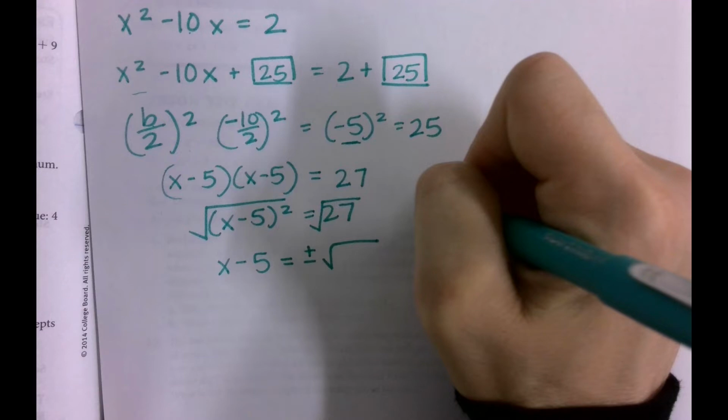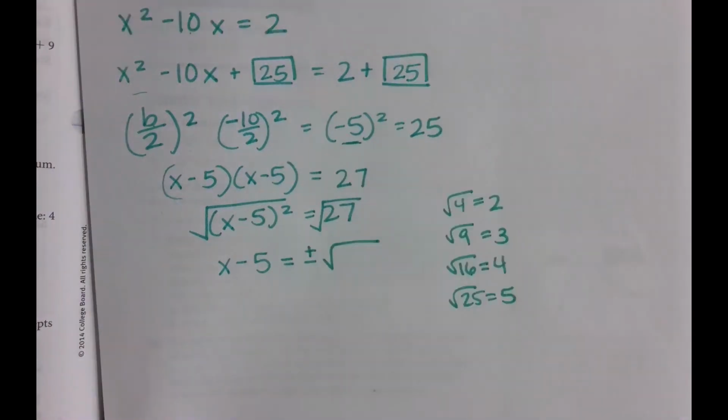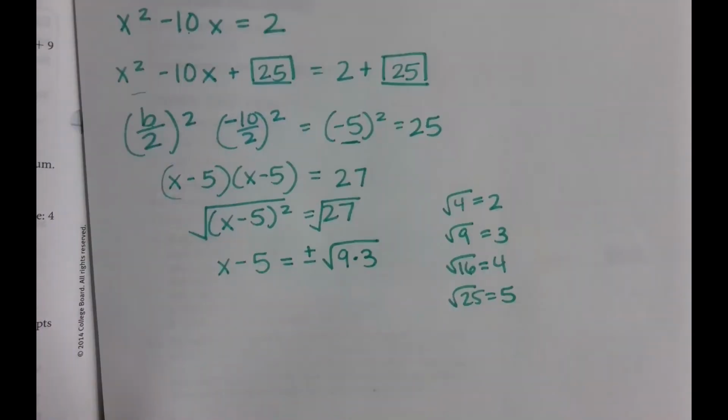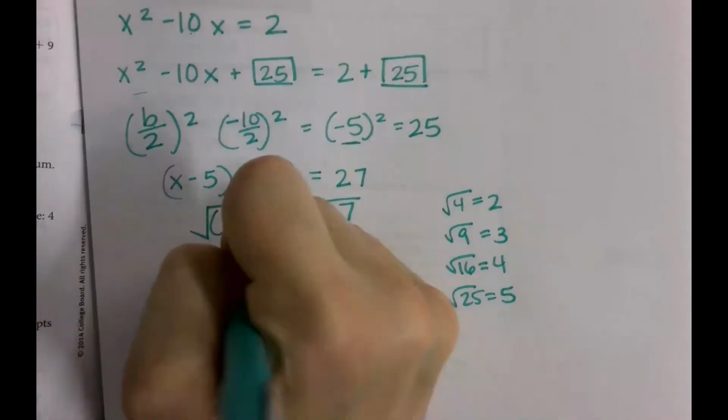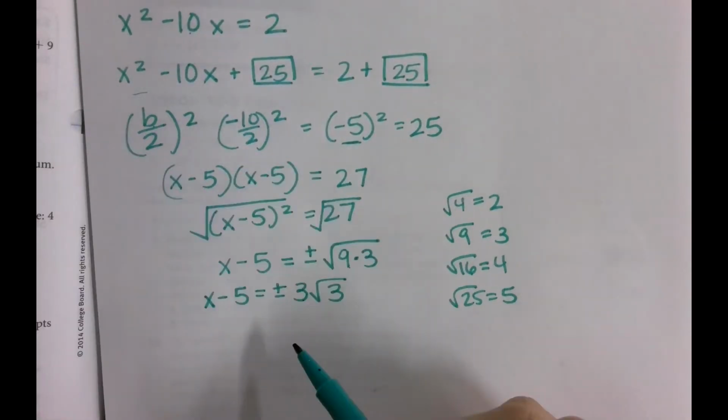with square root of 4, square root of 9, square root of 16, 25. These are all perfect squares. So I look for factors that are perfect squares that go into 27, and I immediately see 9, the square root of 9. So I know 9 times 3 is 27, and the square root of 9 is equal to 3, so I can pull that out of the radical symbol. Plus or minus 3, and then the square root of 3 is irrational, so I kept that in the radical symbol.